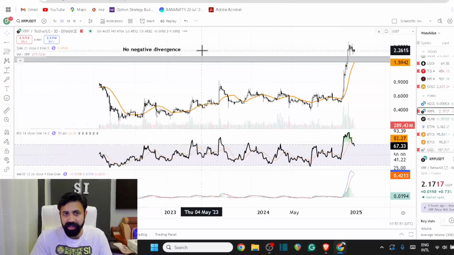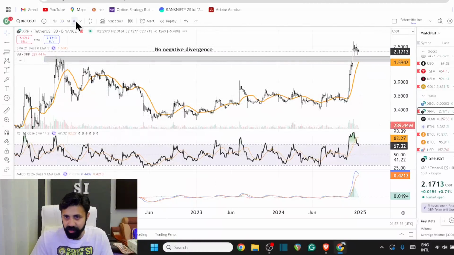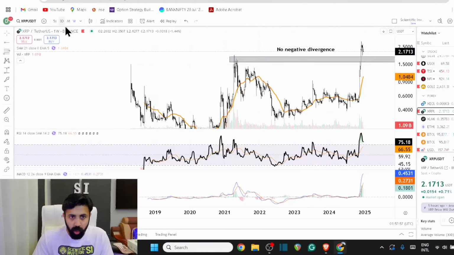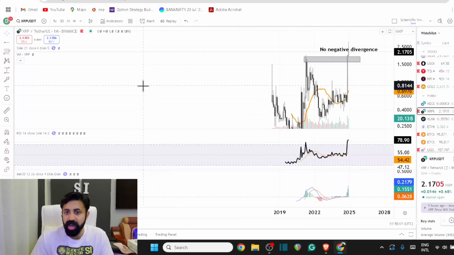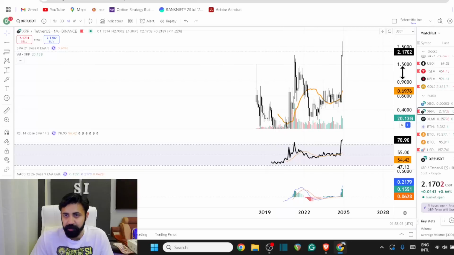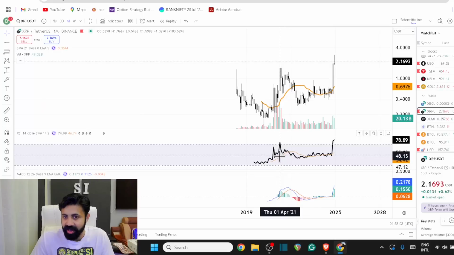Now, let's dive without wasting time into the basics. One, this is XRP, payments. On a 3-day, you don't have a negative divergence. On a weekly, you don't have a negative divergence. On a monthly, you sure don't have one. All that you have is a going-exponential, parabolic kind of event here in XRP.